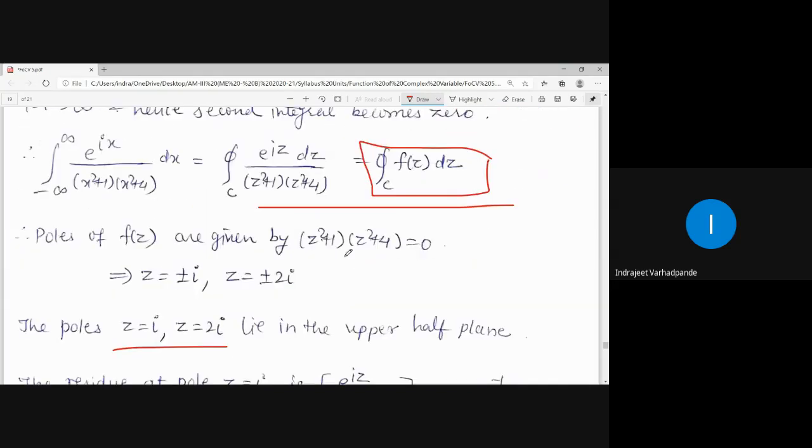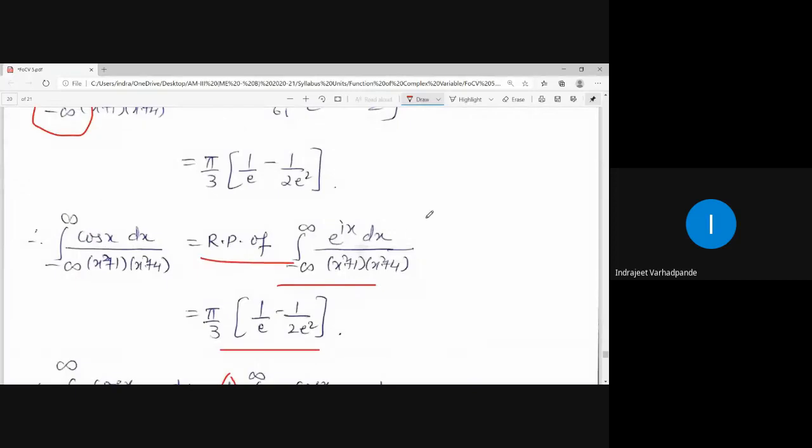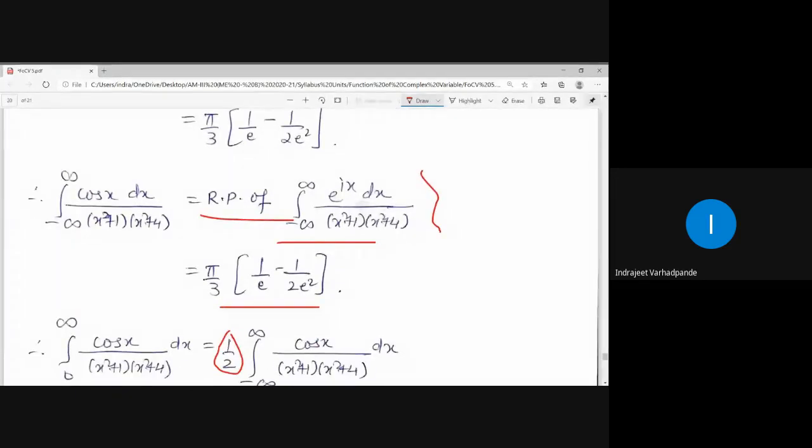So accordingly, this is by the Cauchy residue theorem. Real part of this quantity is the answer. Is this point okay?